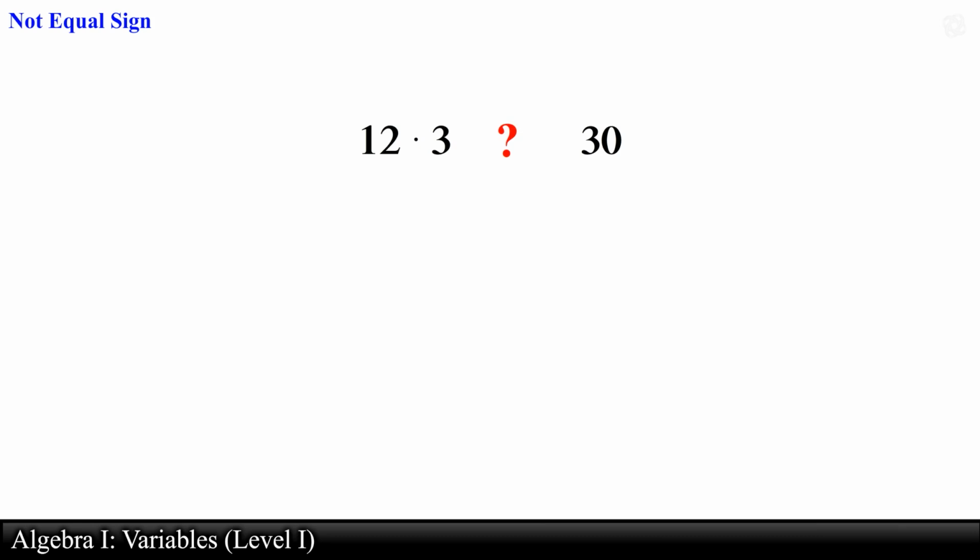That is to say, are they equal? Obviously, they don't have the same value. 12 times 3 is clearly 36. So the correct way to express this statement is by using the does not equal symbol, and rewrite it as follows. The way we read this is 12 times 3 is not equal to 30.